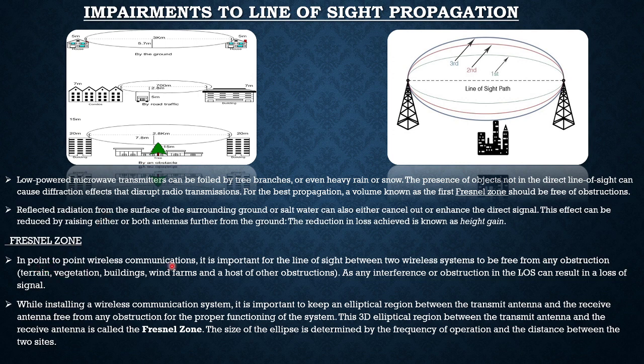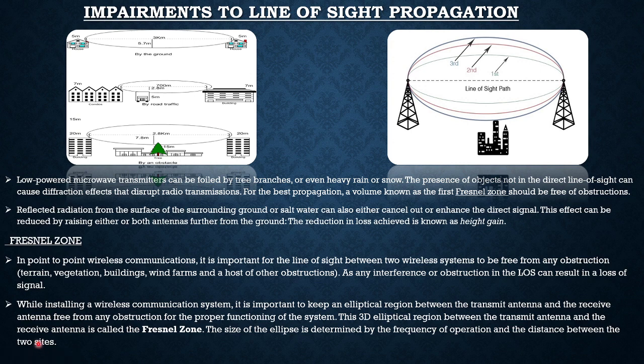In point to point wireless communication, it is important for the line of sight between two wireless communication sites to be free from obstacles like vegetation, buildings, wind farms, etc. Any obstruction can result in a loss of signal. While installing a wireless communication system, it is important to keep an elliptical region between the transmit antenna and the receiver antenna free from any obstruction for the proper functioning of the system. This 3D elliptical region between the transmit antenna and the receiver antenna is called the fresnel zone. The size of the ellipse is determined by the frequency of operation and the distance between the two sites.